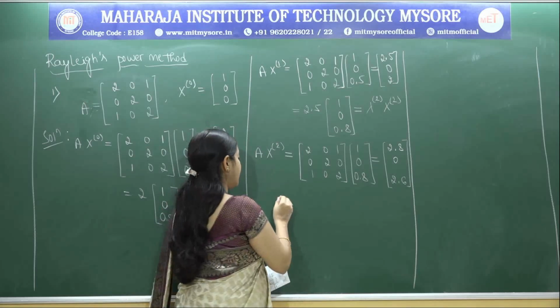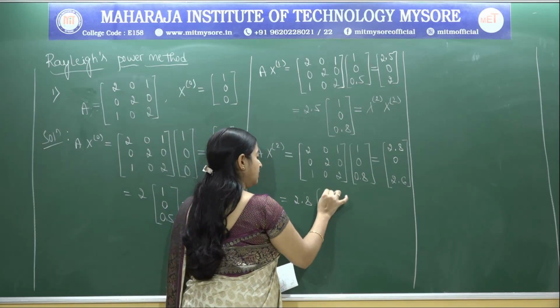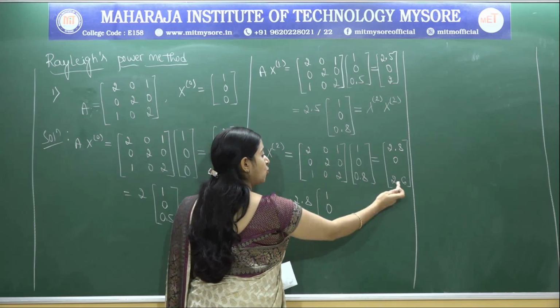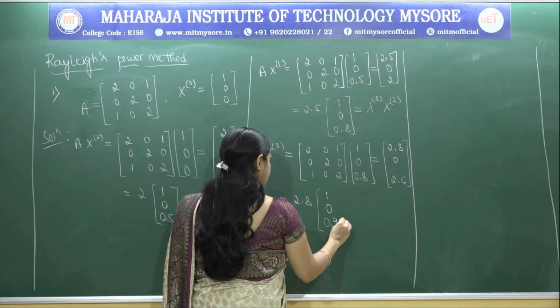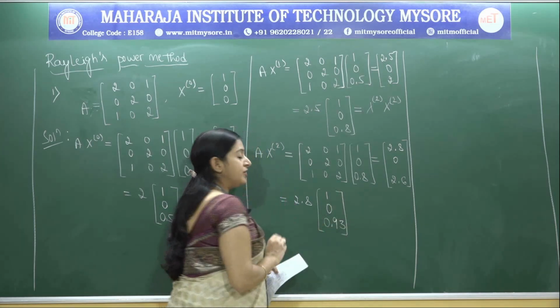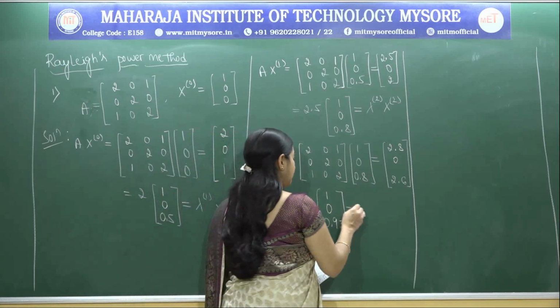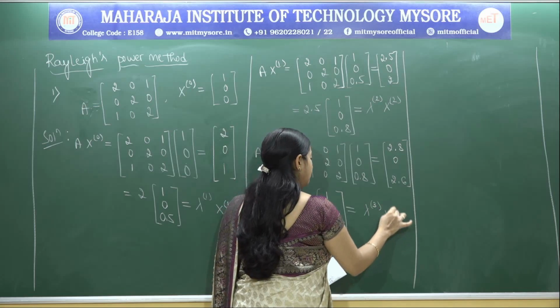In this the 2.8 is the largest entry, so take that as a common factor, 1, 0, 2.6 divided by 2.8, you will get 0.93. So fix 2 decimal places in your calculator. So it is lambda of 3, x of 3.